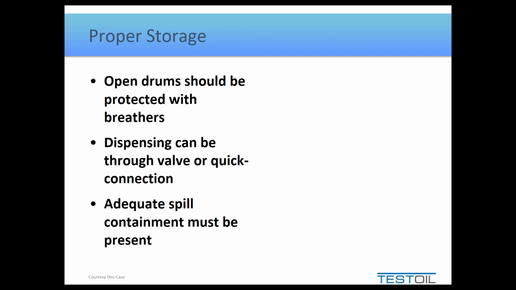Now, some notes about storage. If you're just storing drums, as an example, we should try and prevent the drum from being open. So it's always good to put the bungs back in. If you want to leave it open, well then leave it open and protect it with a breather. Now, as you need to open up the other bung to be able to dispense from the drum, it's always good to, again, replace that bung when you're done.